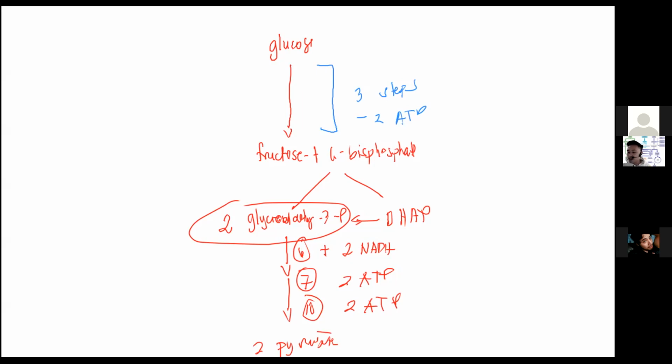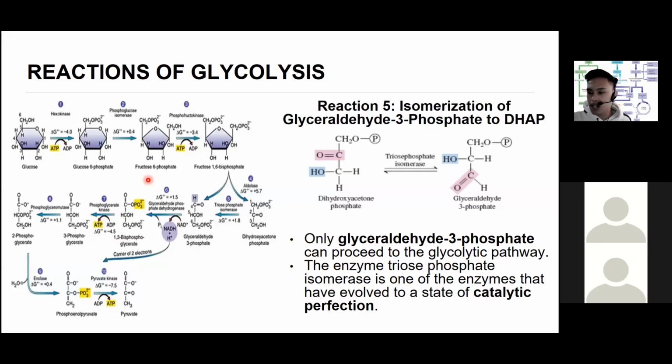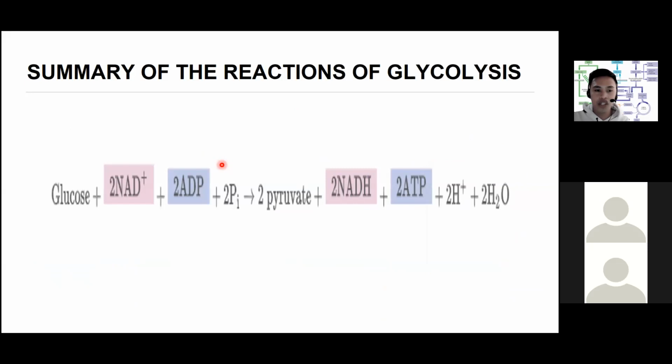So what's the end product of glycolysis? We're able to produce pyruvate. For every glucose that you use, you're able to produce 2 pyruvate and 2 NADH. By the way, this NADH is present in the cytosol, since glycolysis occurs in the cytosol. And you're also able to produce 2 ATP.